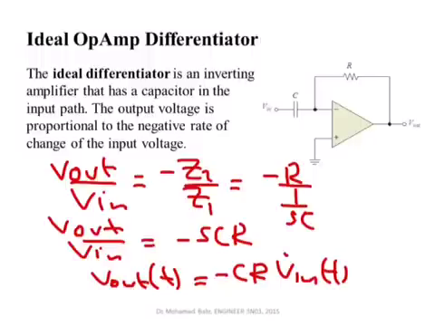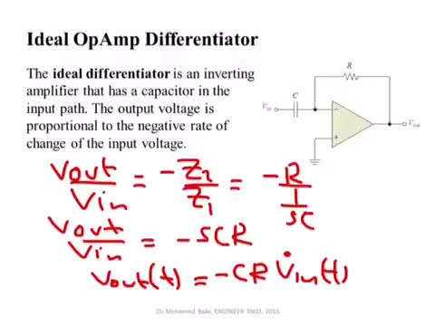So here you can see that the output is the derivative of the input. Of course, the negative sign we can get rid of by using an inverting amplifier, which is just a phase difference.